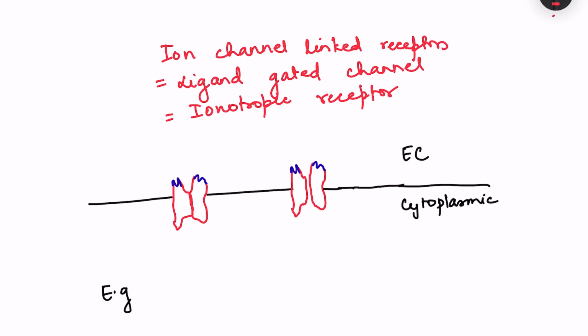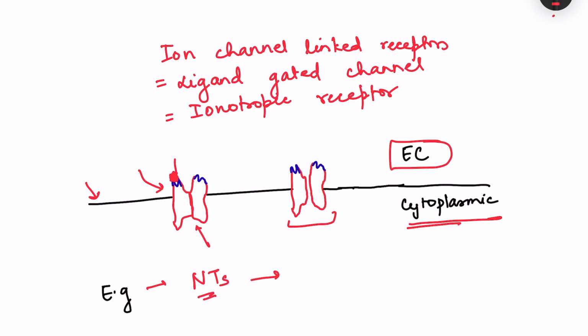This ion channel linked receptor is also known as a ligand gated channel, or an ionotropic receptor. See here, this is the membrane, the outer side is the extracellular side, and this is the cytoplasmic side. This is the receptor which is shown, and there is the binding site for the ligand. When the ligand comes, it binds to this receptor. Actually this receptor is also a channel, so with the binding of the ligand, there will be opening of these channels. Mostly the neurotransmitters act by this mechanism, mainly acetylcholine, glutamate, GABA. So this is very simple. The ligand binds and there is opening of the channel.